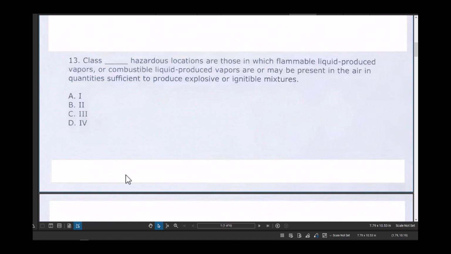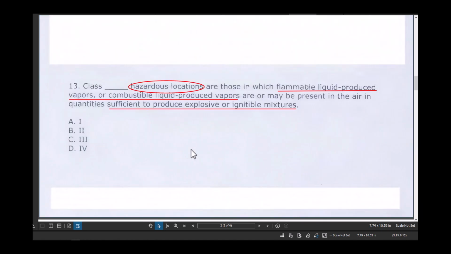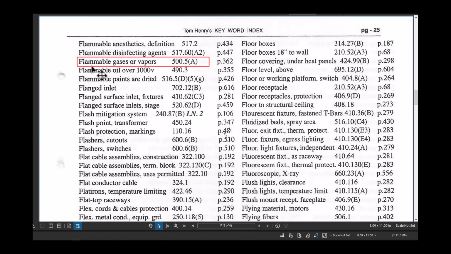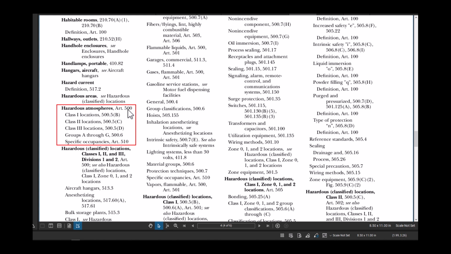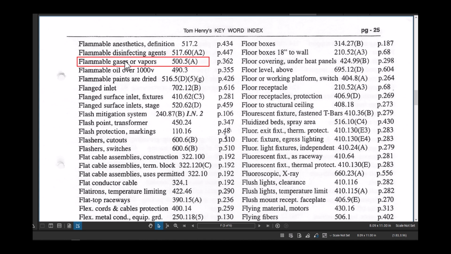If I highlight what we have as a keyword, we have hazardous location, but we take into consideration the flammable liquid, combustible liquid, something like vapor. If I go to the Tom Henry's index, we have flammable gases or vapors 500.5a. If I go to the NEC index, we have hazardous atmosphere article 500. We go one by one to check, and let's go to 500.5a as the Tom Henry's referred us.